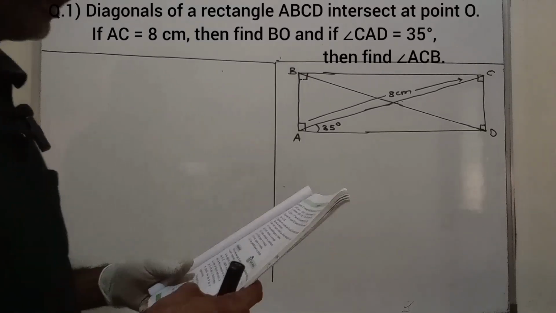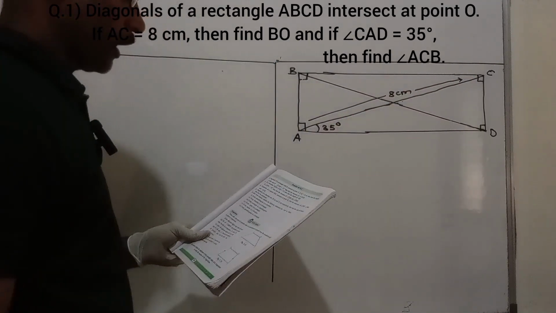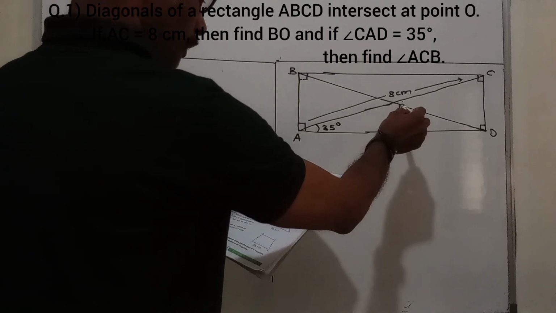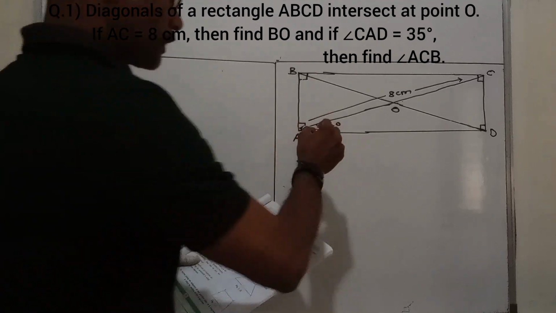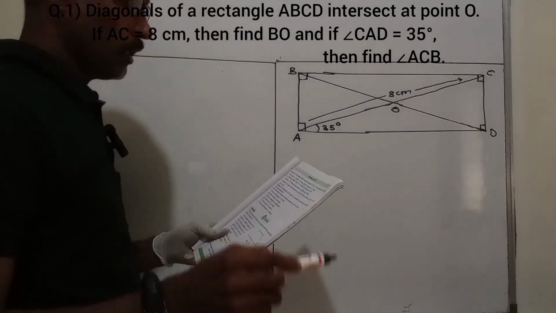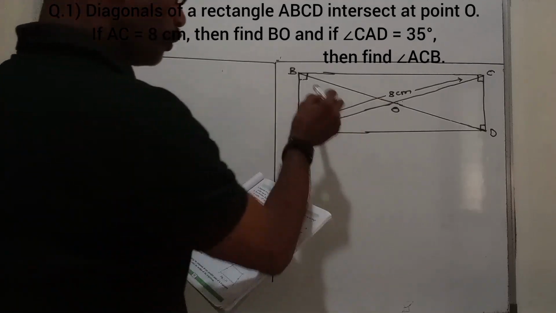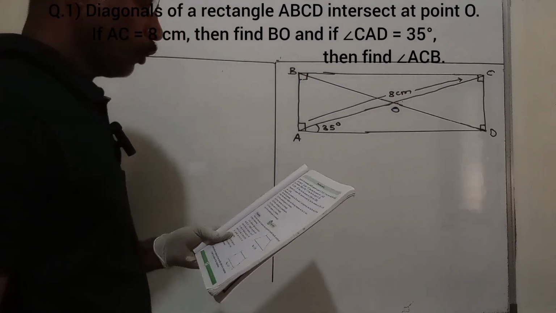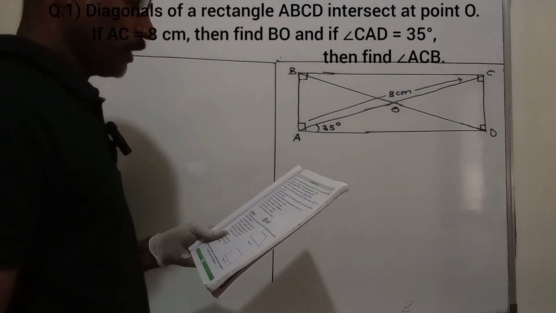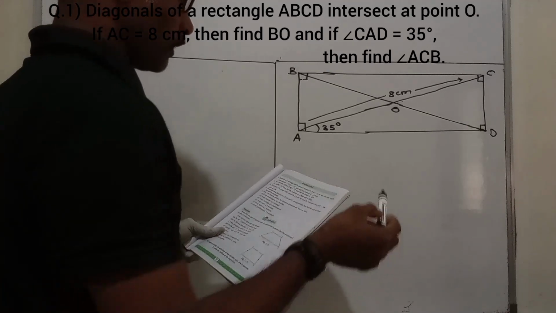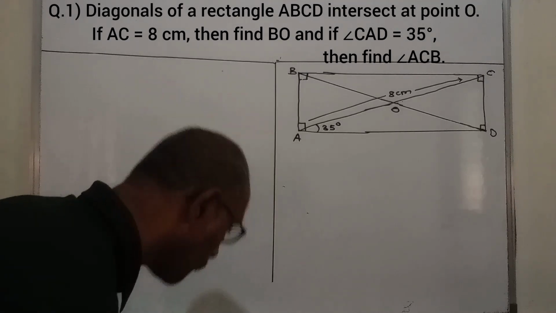Practice set 5.3. Question number 1. The diagonals of a rectangle ABCD intersect at point O. If diagonal AC is equal to 8 centimeter, then find the length of BO. And if angle CAD is equal to 35 degree, then find the measure of angle ACB. Okay, now see this carefully.